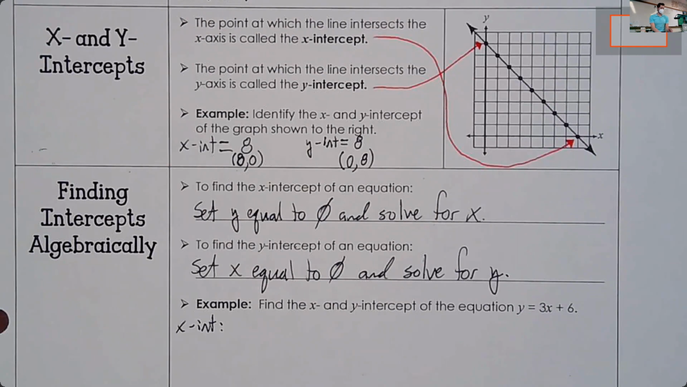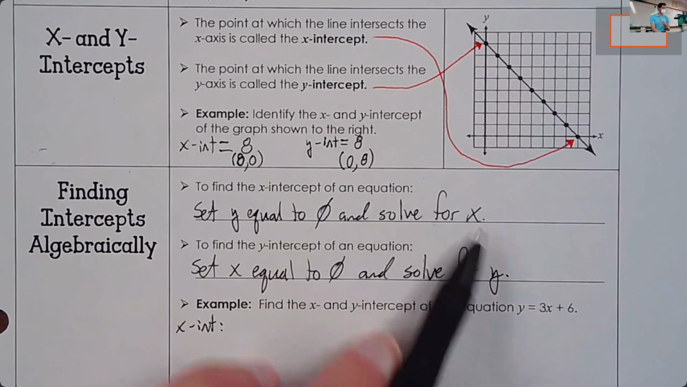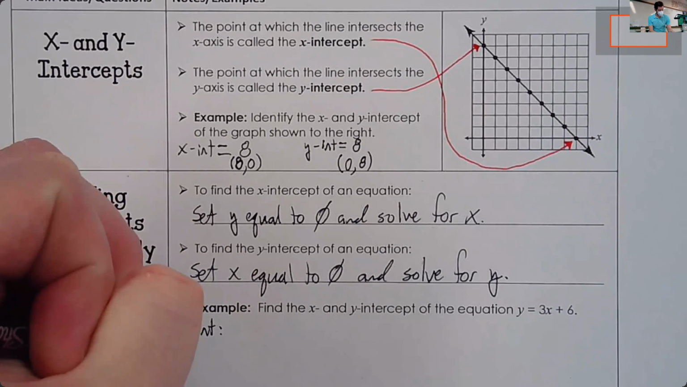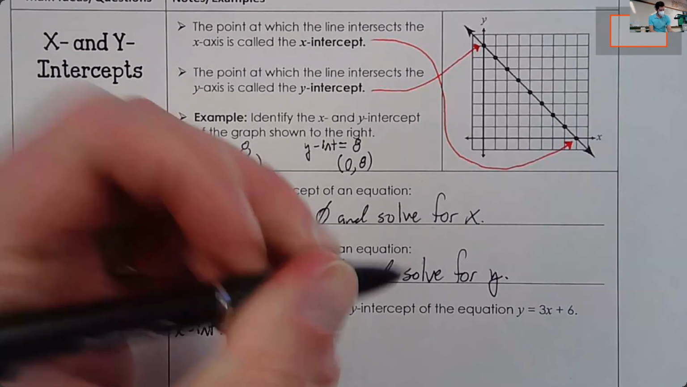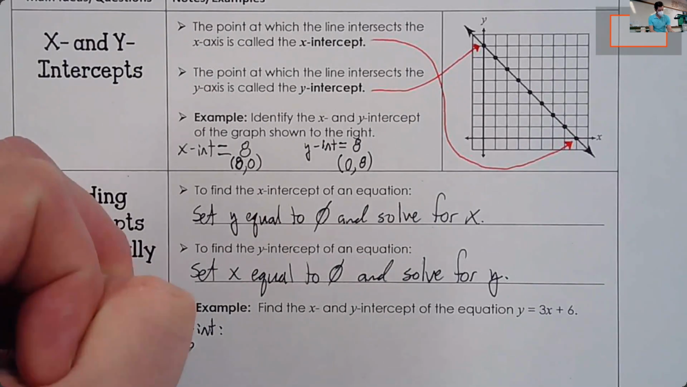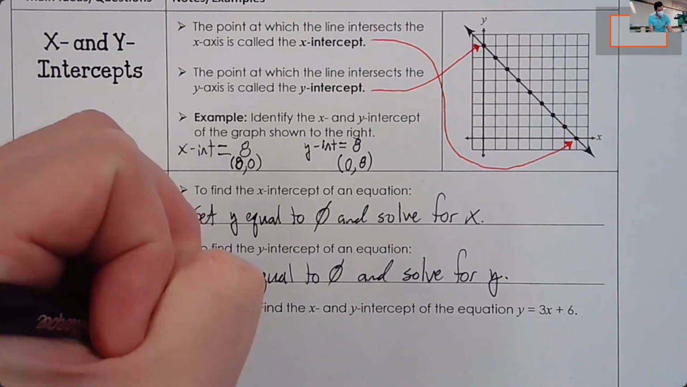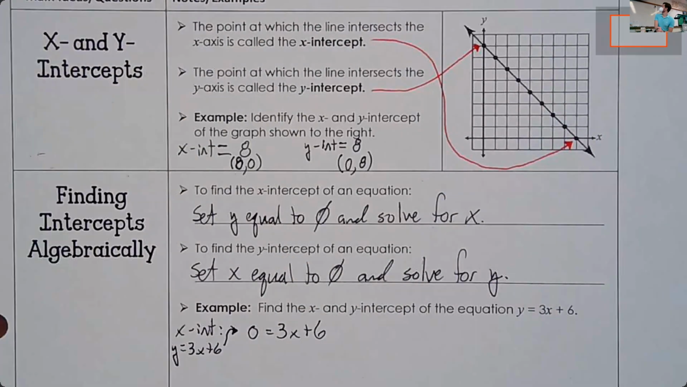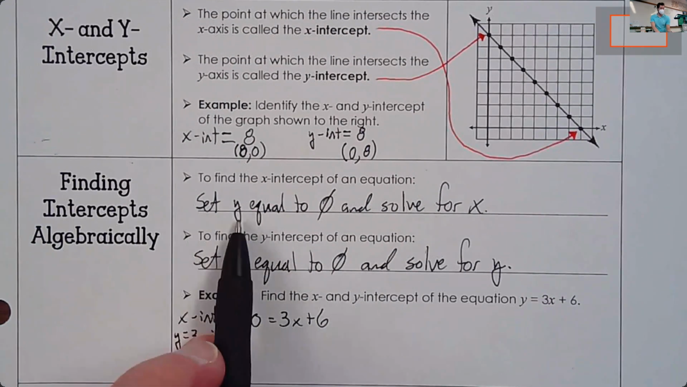We are going to do what? We're going to set y equal to 0 and then solve for x. So what that means is instead of writing y equals 3x plus 6, so I'll just write the equation here for a second. Y equals 3x plus 6. We are going to write 0 equals 3x plus 6. Because the directions tell us right here, set y equal to 0 and solve for x.